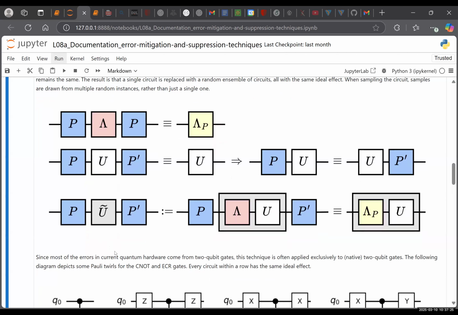Since most of the error in current quantum hardware comes from 2 qubits, as you see, the 1 qubit has a lower error rate, and 2 qubit has a higher one. So this technique is applied exclusively to the 2 qubit gate.